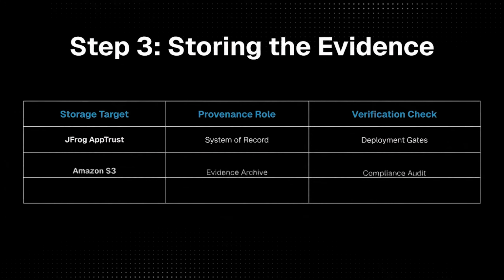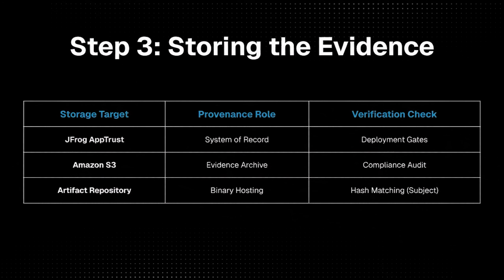Finally, we store the evidence. Provenance Governor can push these signed facts to JFrog AppTrust or an S3 bucket, ensuring your provenance data is safe and ready for audit. This allows us to run meaningful policy checks before moving to the next step of your pipeline or deployment.